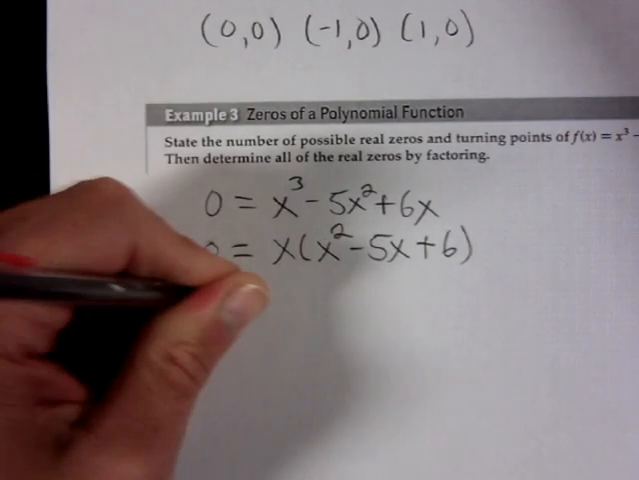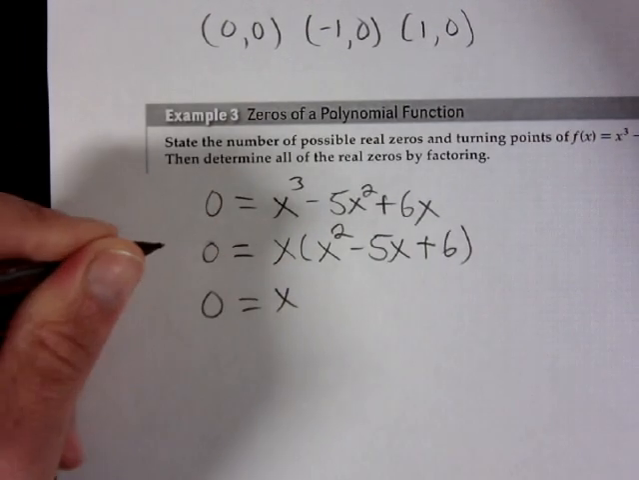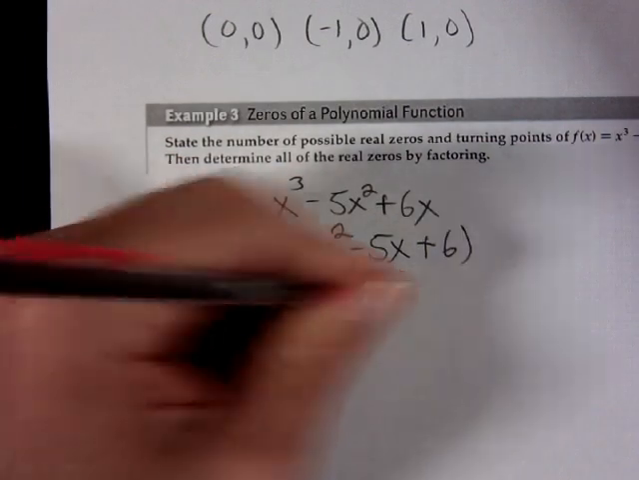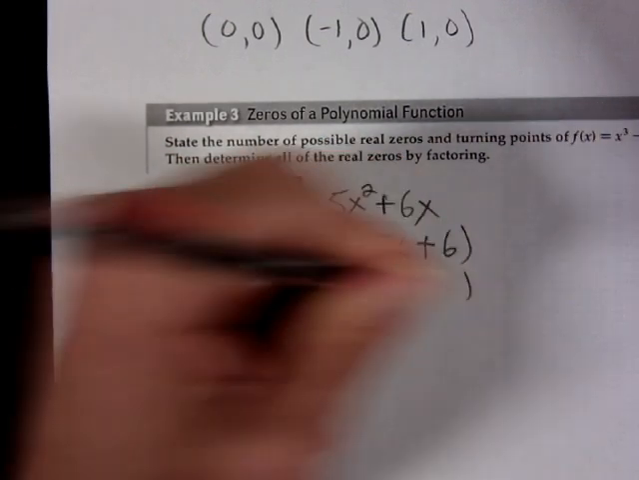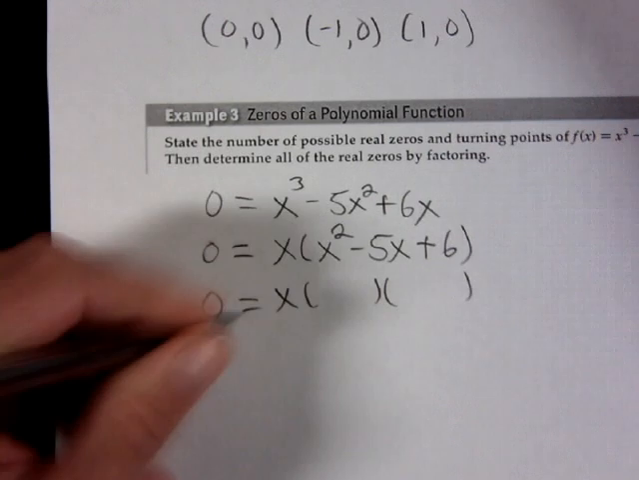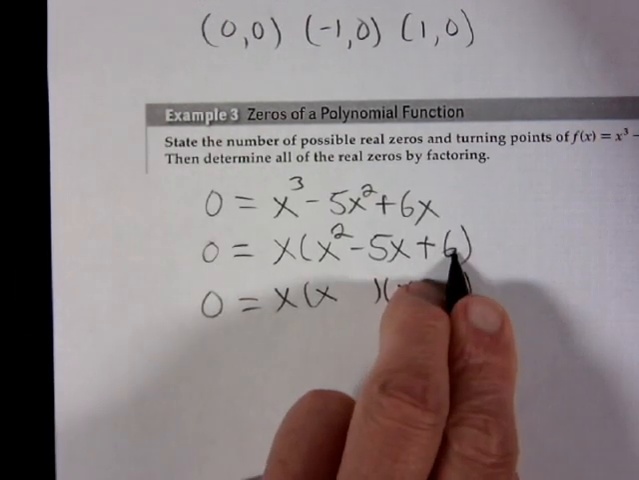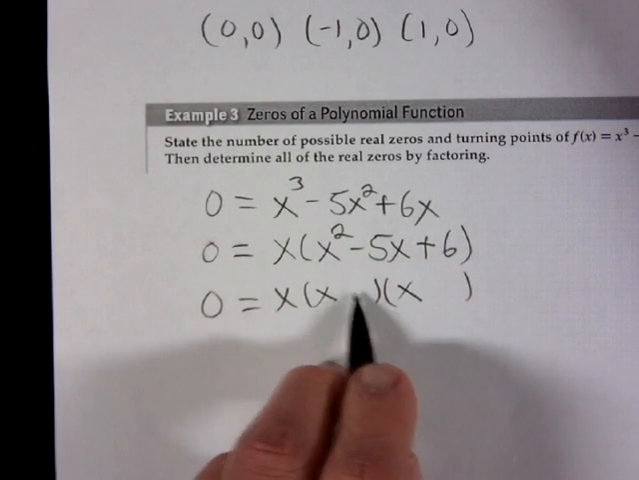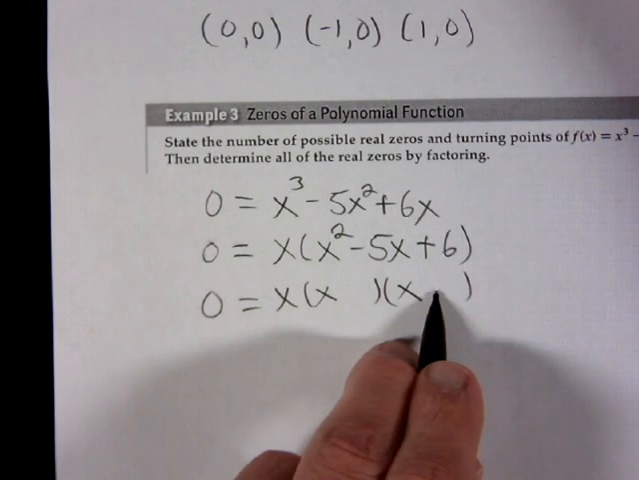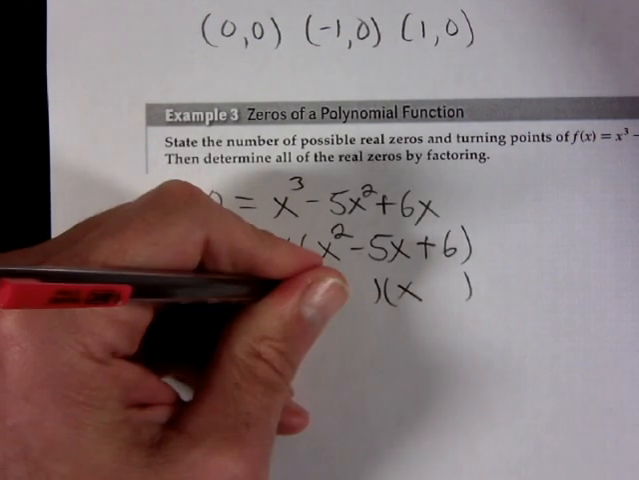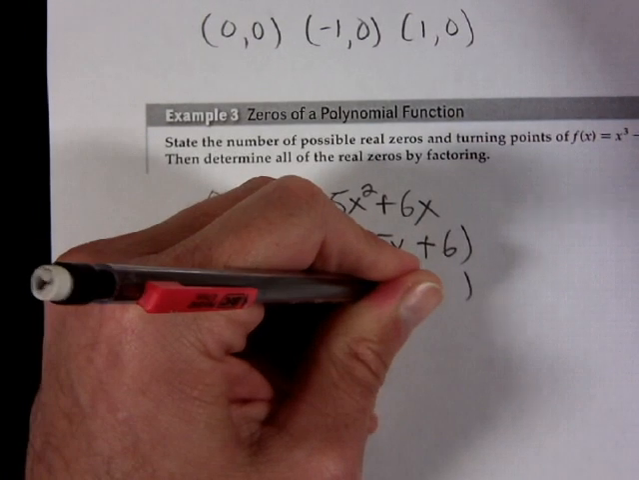All right, next step. Let's see if we can factor this parentheses into a set of 2 binomials. And so we can. This will be x. This will be x. Now this number is positive. So this is either positive times a positive or a negative times a negative. How do I know which one? Look at the middle term. Middle term is negative, so this has got to be negative times a negative.